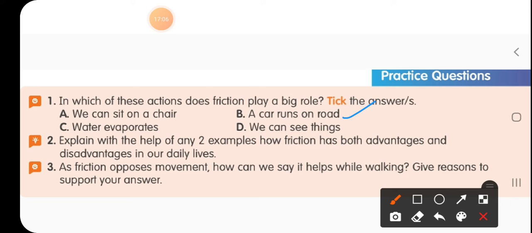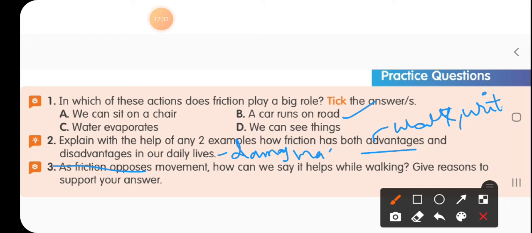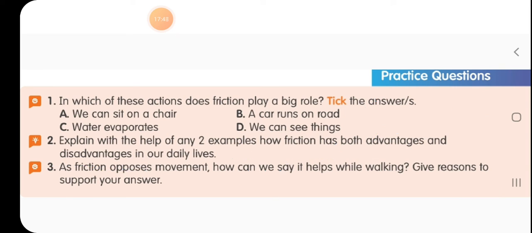Okay children, let's move to the next one. Explain with the help of any two examples how friction has both advantages and disadvantages. The first one is advantage. Friction has a lot of advantages in our day-to-day life. With the help of friction, you can walk, you can write. Whereas the disadvantages: friction is always damaging the vehicles or machinery. At the same time, it makes shoelaces and tires wear off their structure, so that they get damaged very fast.